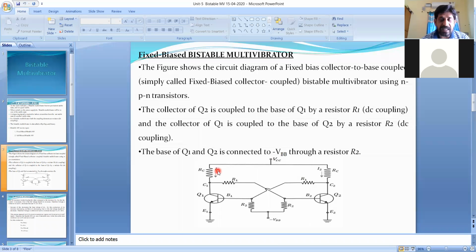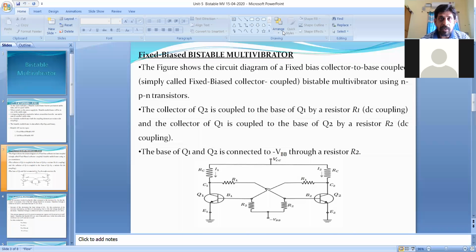Let us assume the I1 current increases, because Q1 is conducting heavily. When the I1 current increases, the voltage drop across the collector resistor increases. Why? Because this drop is nothing but RC into I1. As the current I1 goes on increasing, the drop across RC goes on increasing.